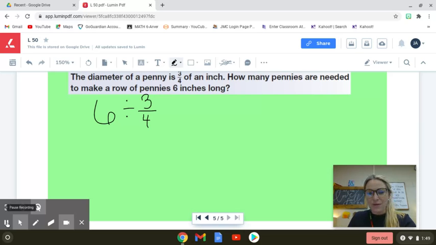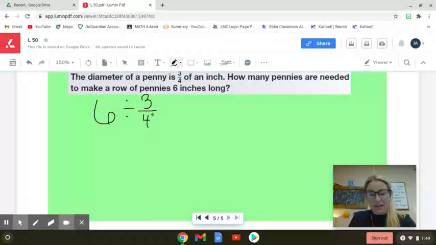Okay, so they're asking us how many pennies at 3/4 of an inch each diameter would we need to create a row of pennies that is 6 inches long. So ultimately, the question that they're asking is 6 divided by this 3/4 of an inch. How many pennies? And to solve this, we're going to multiply by the reciprocal of this fraction.